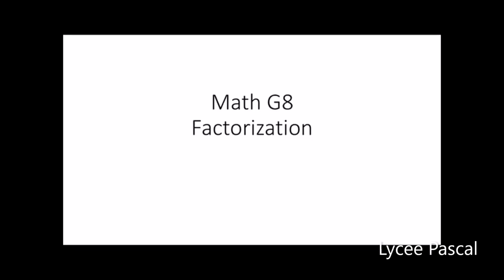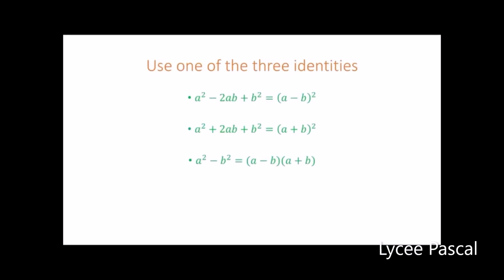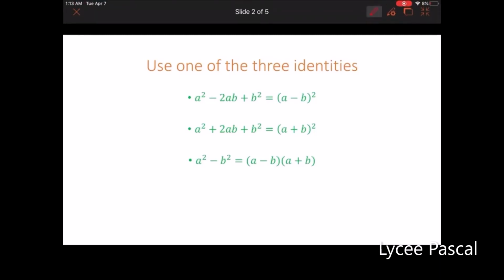To continue our practice on the factorization form using the identities. As you know, we have the three identities. The first one, a squared minus 2ab plus b squared equals a minus b squared. The second one is a squared plus 2ab plus b squared equals a plus b squared. And this is the third one, a squared minus b squared equals a minus b into a plus b.